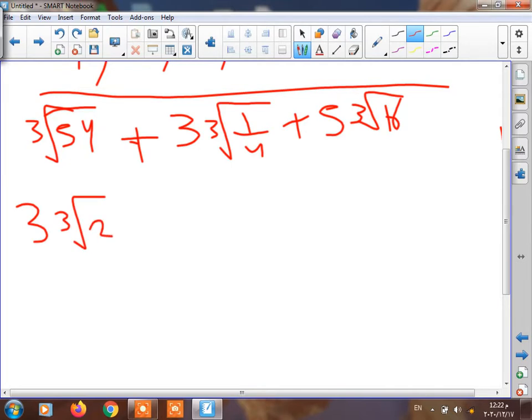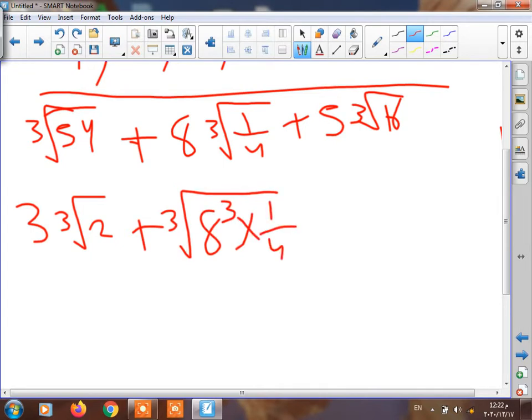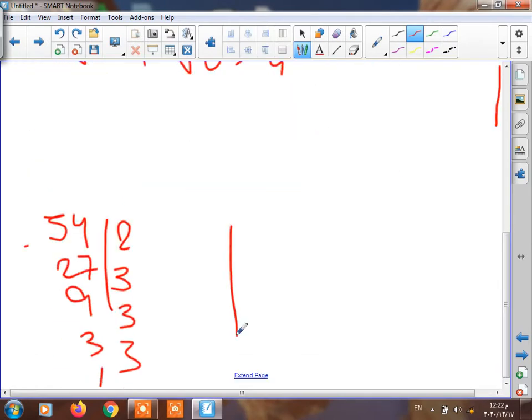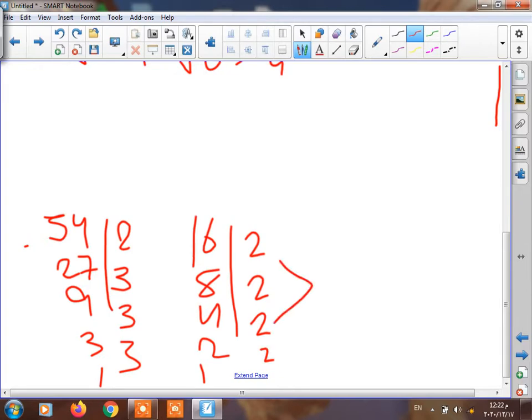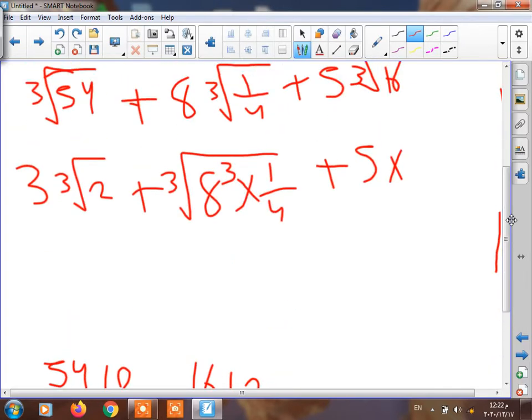And here we have 8 multiply cubic root 1 over 4. We can't make factorization to 1 over 4. That means open a big cubic root and put a power 3 inside it times 1 over 4, plus 5 times factorize 16. Divide by 2 is 8, divide by 2 is 4, divide by 2 is 2, divide by 2 is 1. We have 2 out of the root and 2 inside the root. So we have here 2 cubic root 2.